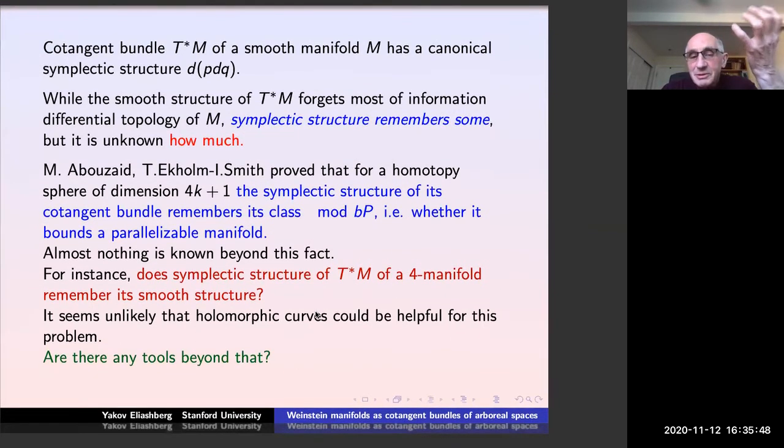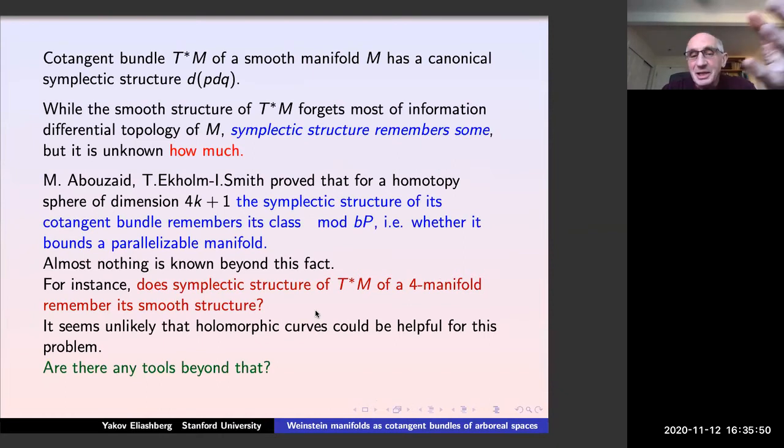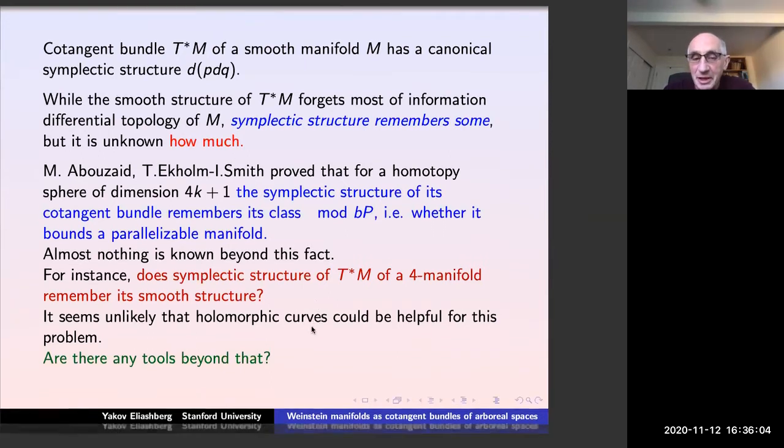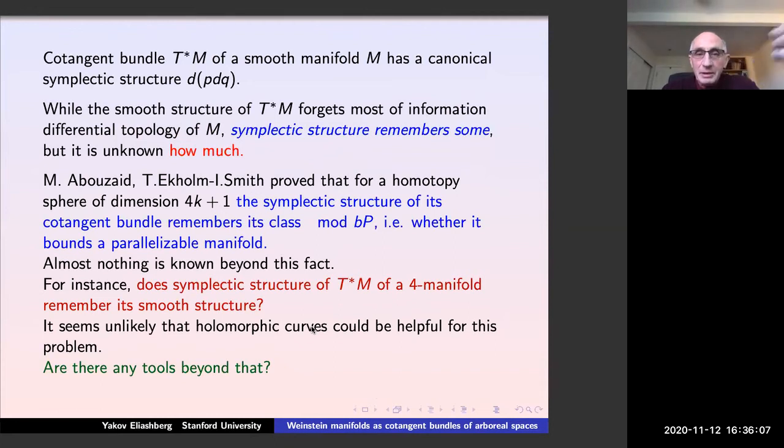It seems unlikely, but of course, I don't know. So the natural question, if you want to address it, is whether there are some other tools beyond holomorphic curves, not known to us in symplectic topology, or maybe some tools beyond symplectic topology, that can address it in some other way. When I started this project with Nadler and Alvarez-Gavela, I had some hope that this could lead to such new tools. Now it seems less likely, but I still keep some hope for this.